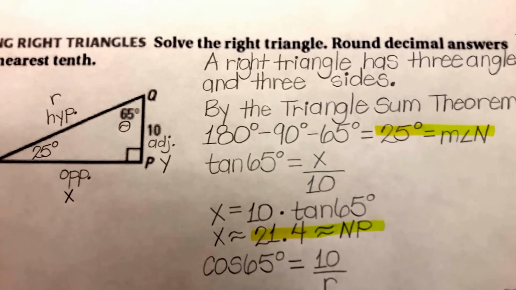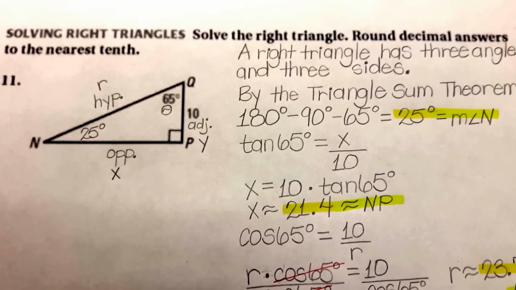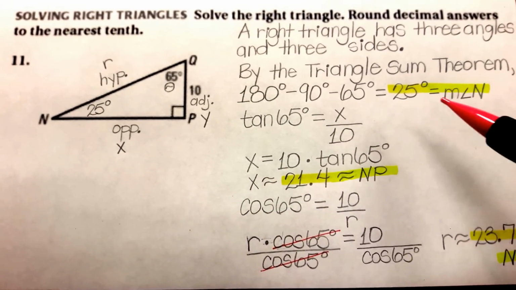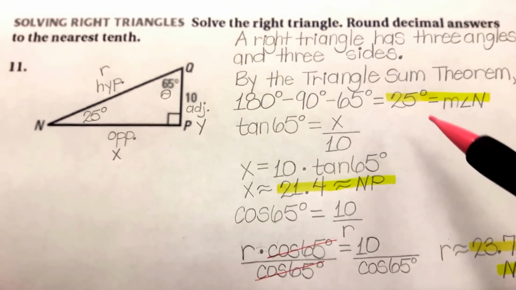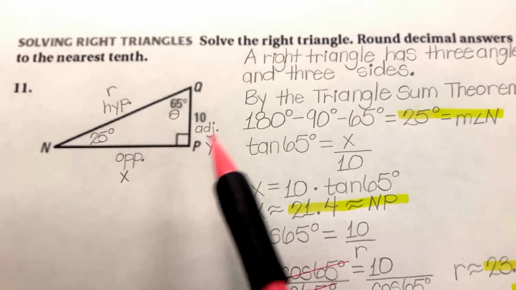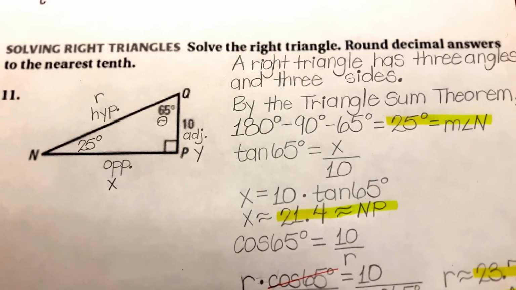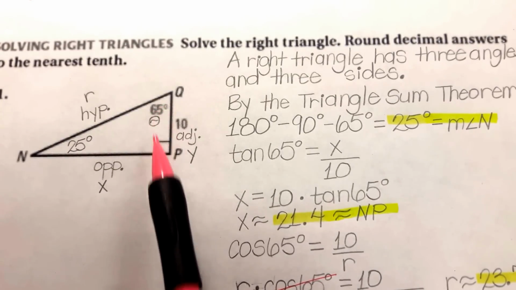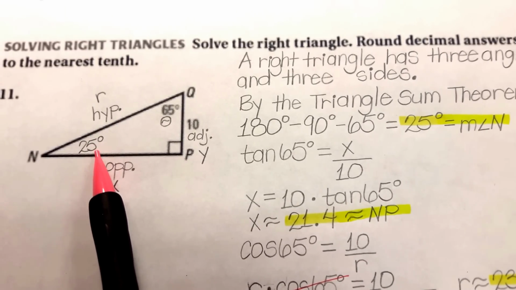Look at number 11. Number 11 says, solve the right triangle. Round decimal answers to the nearest tenth. So this time, we have to solve every missing piece. In a right triangle, we have 3 angles and 3 sides. So I need to find all 3 angles and all 3 sides. If you look at the information, I already have 2 of my angle measures. I have 9 degrees and 65 degrees. But I need to figure out how I can find angle N.